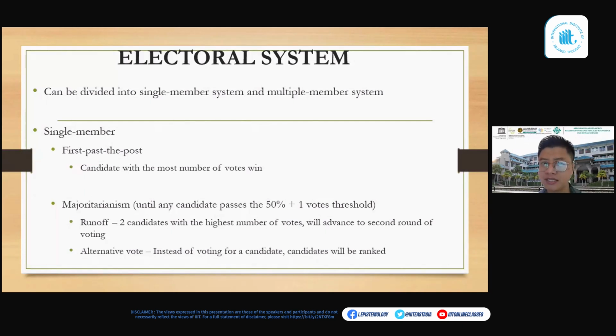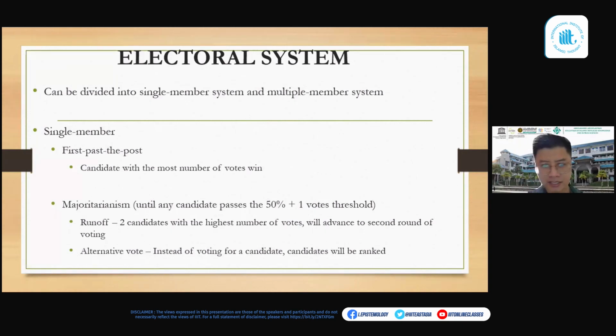For the majoritarian system, the difference is that they want to make sure that any candidate who wins must get 50% plus one vote. Meaning if there are 100 voters, you must get 51 votes. If there are 1 million voters, you must get 500,000 plus one vote. This is to make sure that the winner gets majority support.